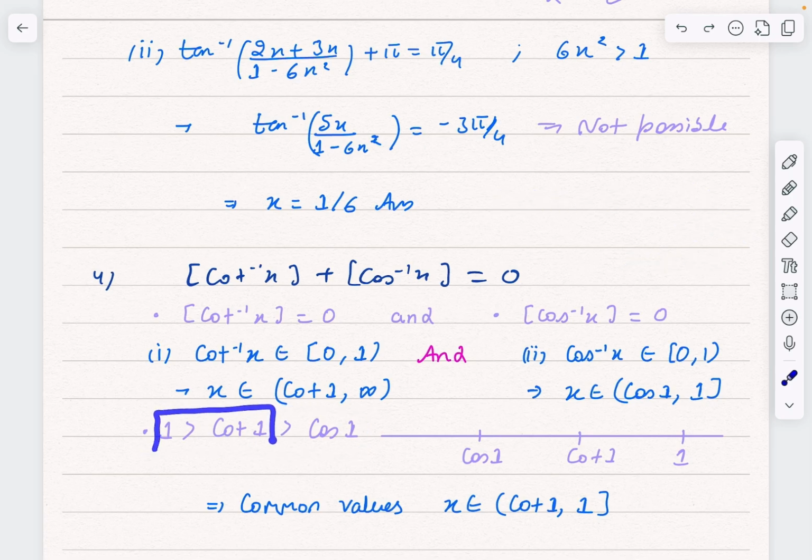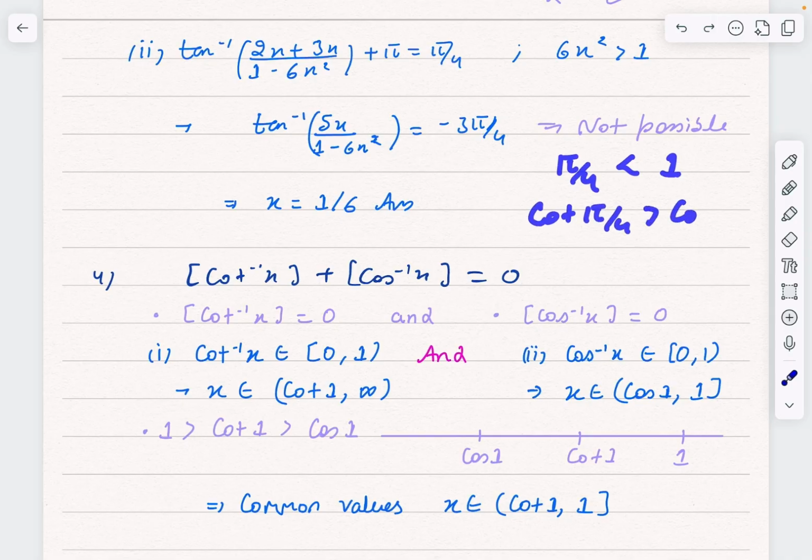And to compare 1 and cot 1, we can say pi by 4 is less than 1. And if I take cot on both sides, you see cot is a decreasing function. So cot pi by 4 then will be more than cot 1, and cot pi by 4 is 1. So 1 is more than cot 1, which is more than cos 1. So we'll get cos 1 is the smallest, then cot 1, then 1.